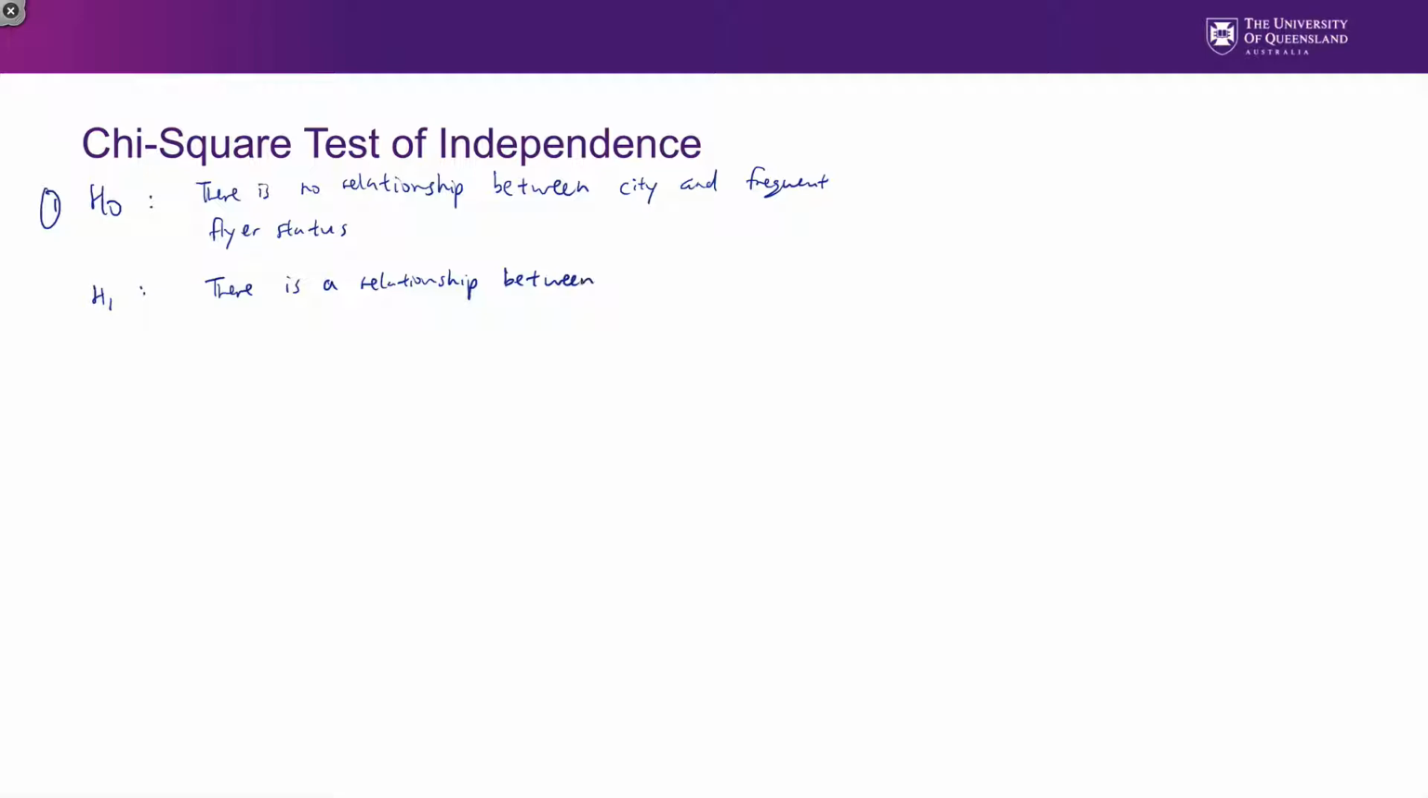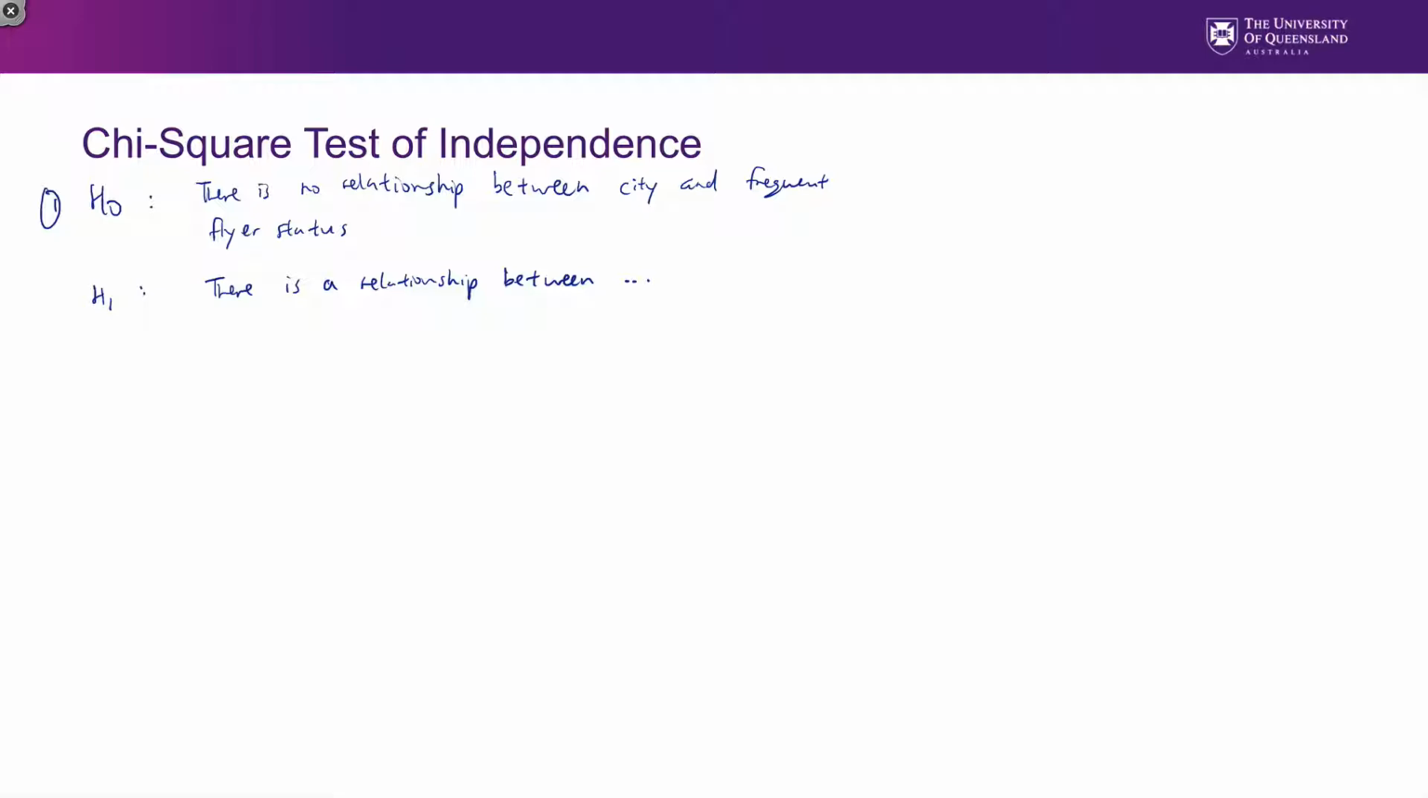We'll first start by writing out our H0, which is in this case that there is no relationship between city and frequent flyer status. The inverse is that there is a relationship between city and frequent flyer status.